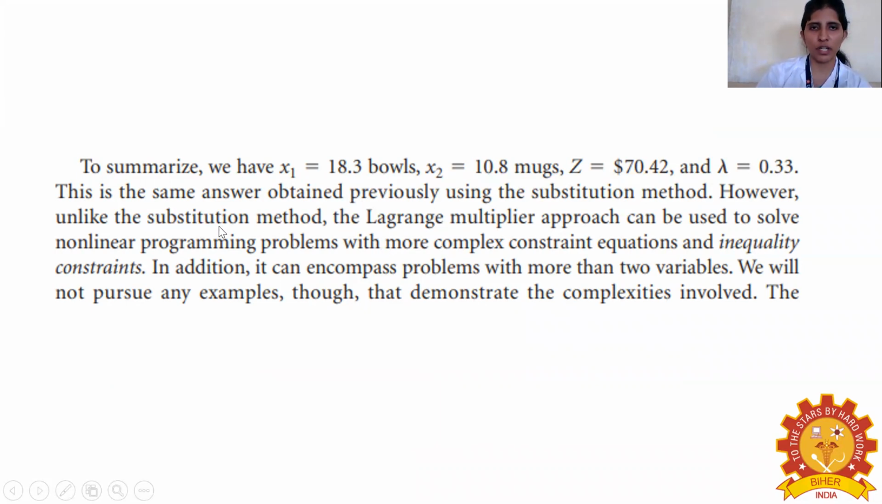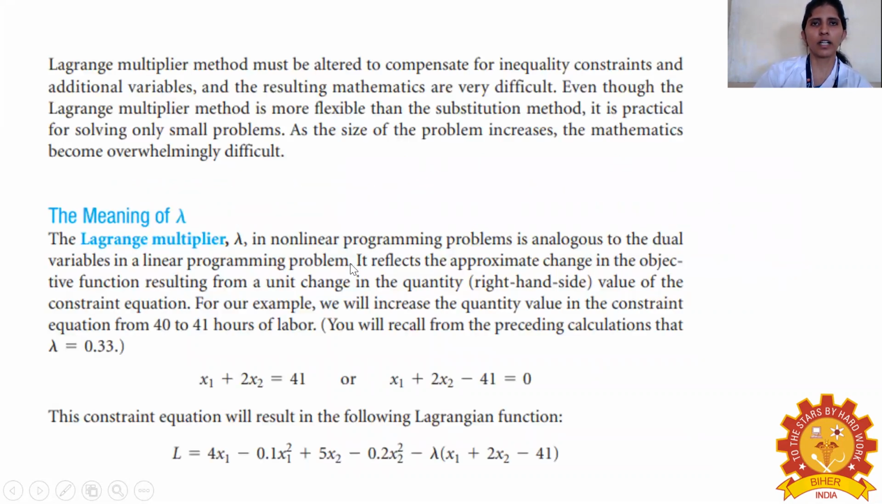However, unlike the substitution method, the Lagrangian multiplier approach can be used to solve nonlinear programming problems with more complex constraint equations and inequality constraints. The Lagrangian multiplier method must be altered to compensate for inequality constraints and additional variables, and the resulting mathematics will be very difficult. As the size of the problem increases, the mathematics becomes overwhelmingly difficult. So we have to minimize the size of the problem. The meaning of lambda is that we are using this Lagrangian multiplier lambda.